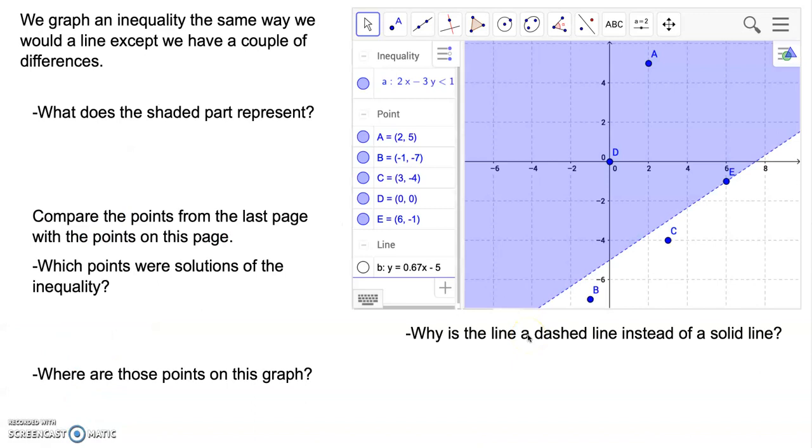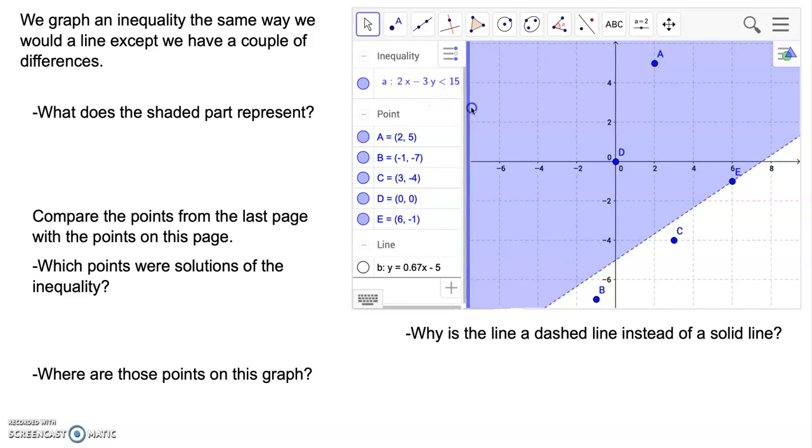Now that you've looked at those ordered pairs and determined which points are solutions, let's compare that to what that looks like on the graph. So we have our inequality 2x minus 3y is less than 15, and we have our set of coordinates. Notice that A and D were the only solutions here, (2, 5) and (0, 0). Notice where they are on our graph. Points B, C, and E ended up not making the inequality true. Notice where they are on the graph.